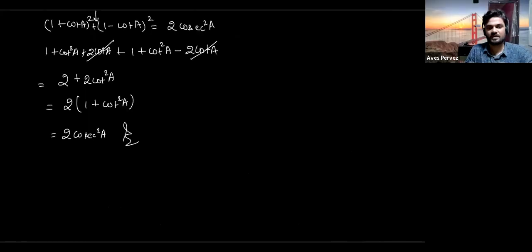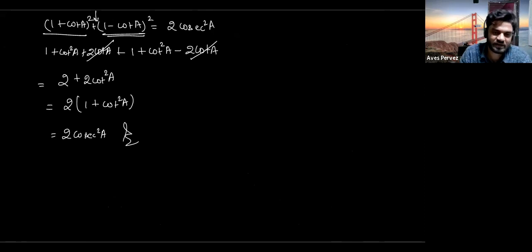Let's move further. Another type of problem that we usually face is that we have 1 plus cot a whole square, meaning we will have 1 plus something, and then a square of this whole expression. And another one, we will have this, and the whole square of this one.